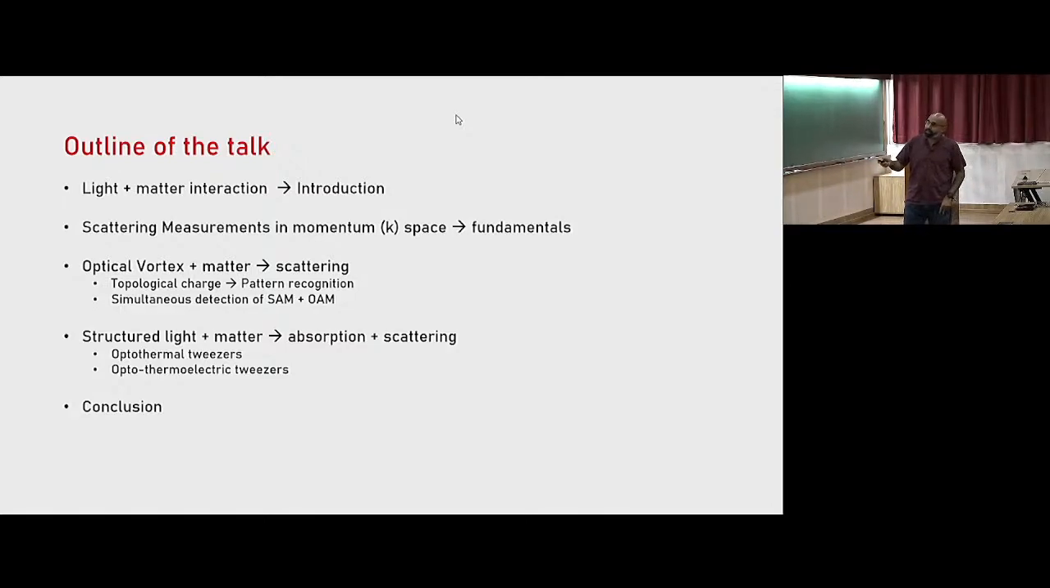One specific theme I've chosen is to correlate topological charge and map it to a pattern recognition problem, which probably has implications if you want to utilize it in, let's say, machine learning and other processes. Then I'm going to show you that it's important to incorporate absorption while looking at any kind of interaction. It brings in a very interesting concept of the optothermal tweezer, and I'll be showing some of the experiments.